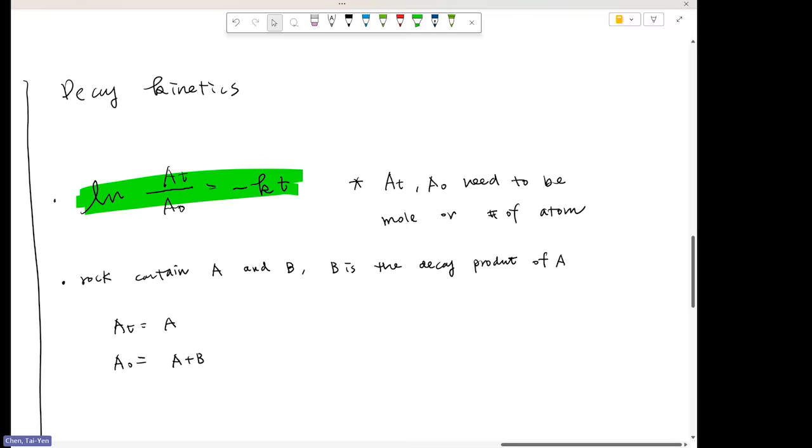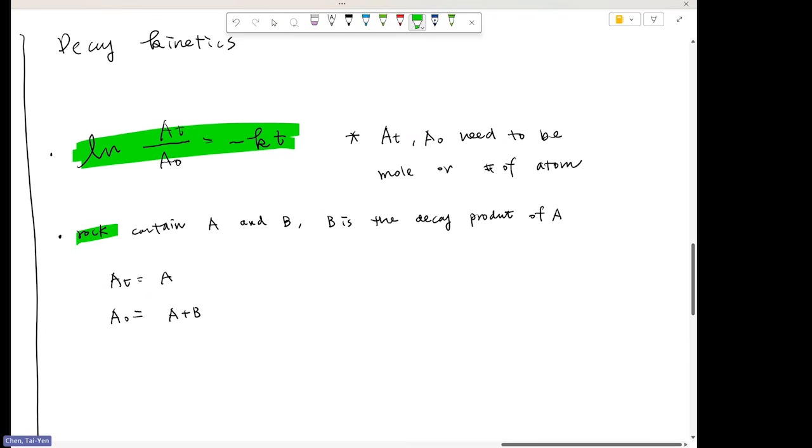One very classic dating approach uses isotopes. You measure the decay of certain species to know how old the object is. If you have a rock that contains A and B particles, and B is the decay product of A, then the amount of A provides the information for your A_t, and A_0 is calculated by summing up your A and B.